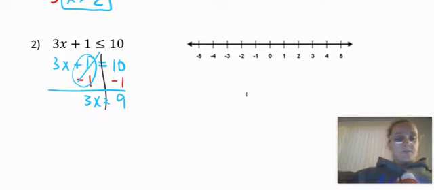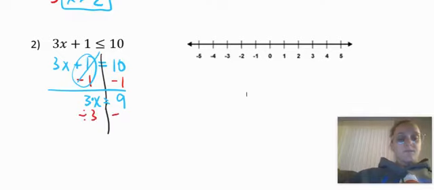Okay, so now what's happening to x? Remember, there's an invisible dot here. So this is 3 multiplied by x. So what's the opposite of multiplying by 3? That would be dividing by 3. So divide by 3, divide by 3. Again, 3 divided by 3 is 1, so that cancels out. So I have x equals 9 divided by 3 is 3.